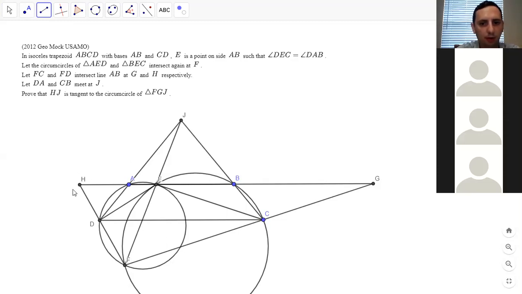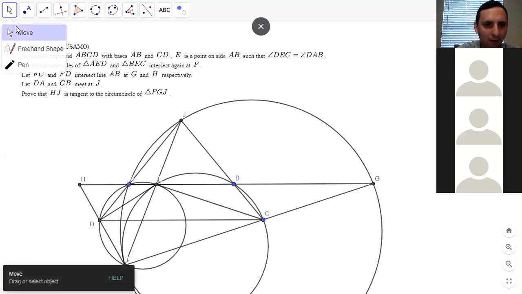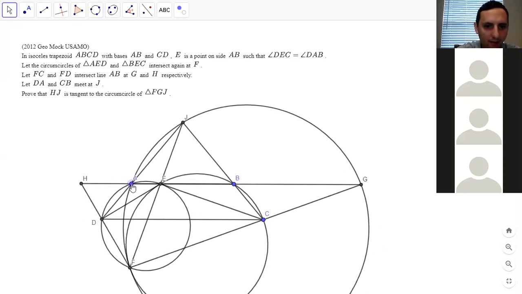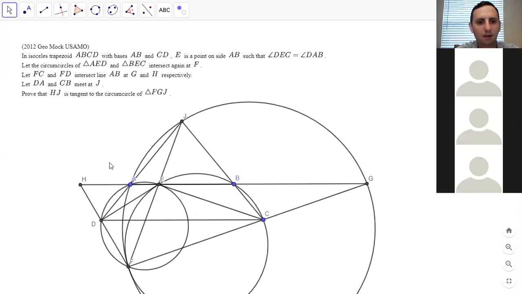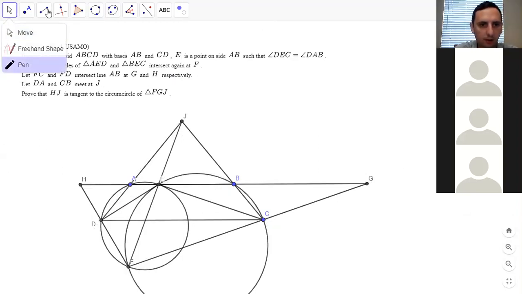So I guess we could try to show HJ squared is HE times HG, or just see the intersection of the circumcircle of FJG and the line AB. Can you name it? Oh, is it A? It might be A. I'm not positive, but it looks like FGAJ is cyclic. Let's prove it then. I'm going to hide it for now just because we're proving it, but we could add it later. So we want to show FGAJ is cyclic.